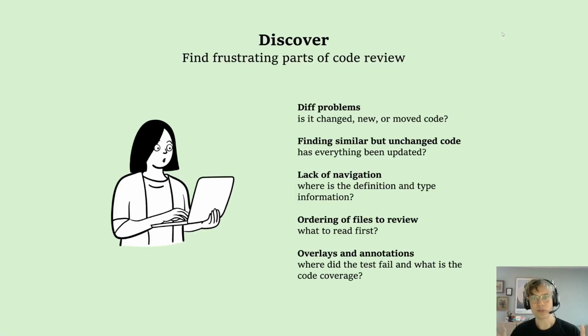While discovering frustrating parts of the code review, we did a user group, and here we found 5 main areas that were recurring frustrations. It was diff problems, finding something was new, changed, moved. It was finding similar but unchanged code. As you know, in a code review, only the changed code is there, but if you refactor something or change a function signature, there might be some needed update in unchanged code that isn't there and might cause problems.